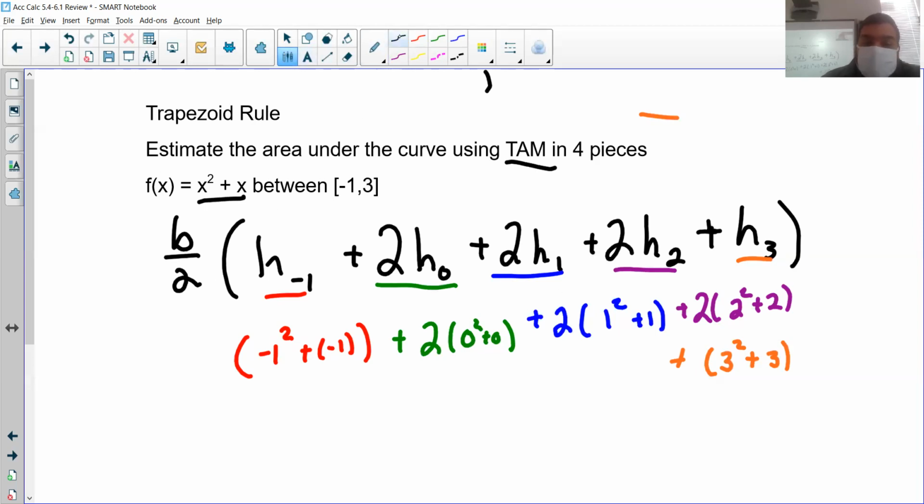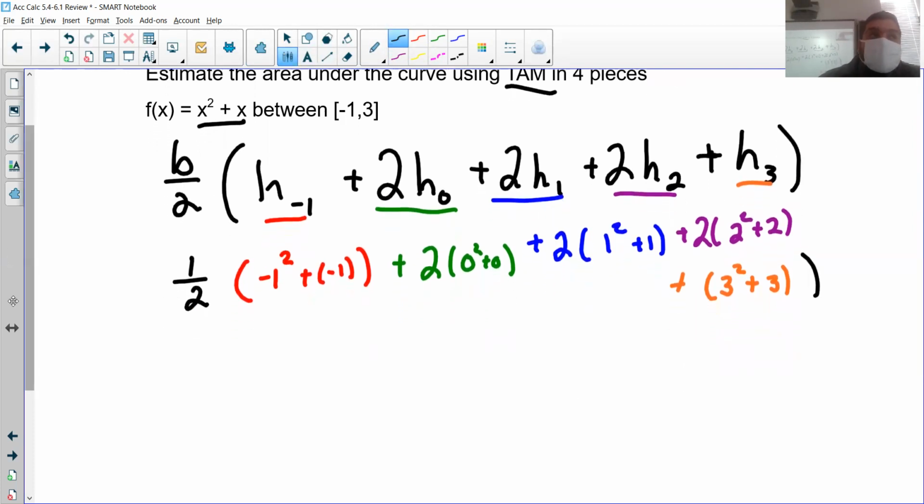And this is all going to be times the base length divided by 2. Now the base length is the distance from one height to the other. So from -1 to 0 or 0 to 1, that's a distance of 1. So it's just 1 over 2 on the outside. Big parenthesis. From there, it's simple number crunching.